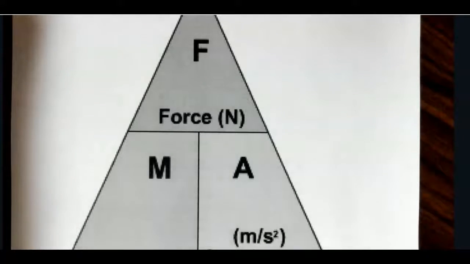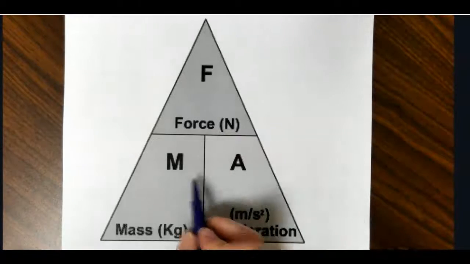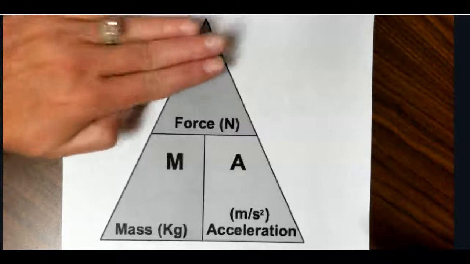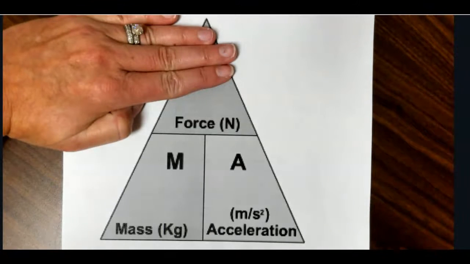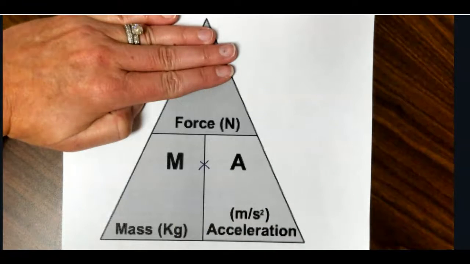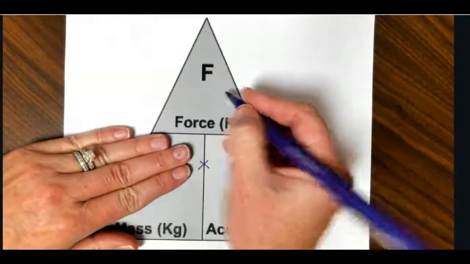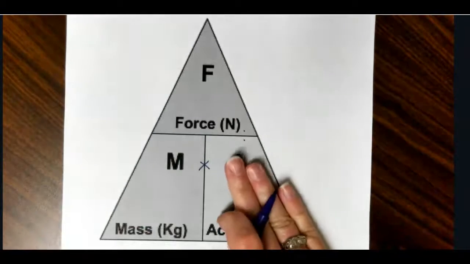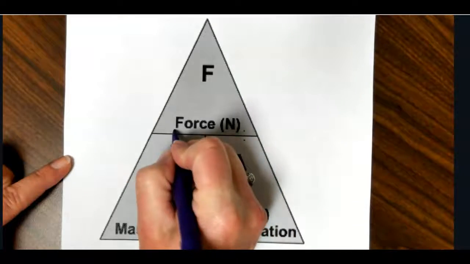So for looking at the amount of force, what we're looking at is a relationship between mass and acceleration. So remember, when we look at the triangle, you cover what you're solving for. What you're left with is the formula. So if I'm solving for force, I'm left with m times a, because they're side by side. If I'm solving for mass, I'm left with force divided by acceleration. If I'm solving for acceleration, I'm left with force divided by mass.